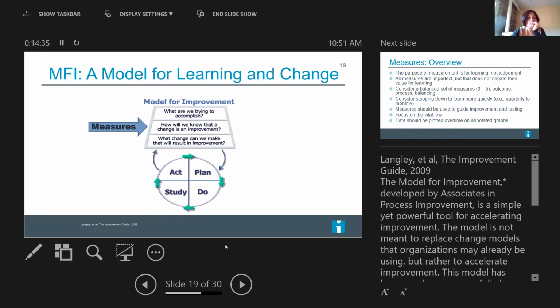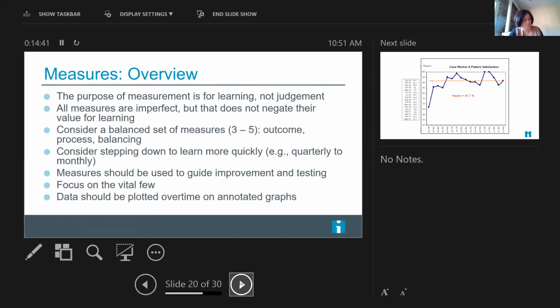All right. So the measures are our way to say, are the things we're doing actually making a difference, right? So just a reminder, these measures are really for learning, not judgment. So we're making sure, once again, that we don't have that fear-driven culture. All measures are imperfect, but that doesn't negate their value for learning. So we're trying to see, how do we really set up a system where we can learn?